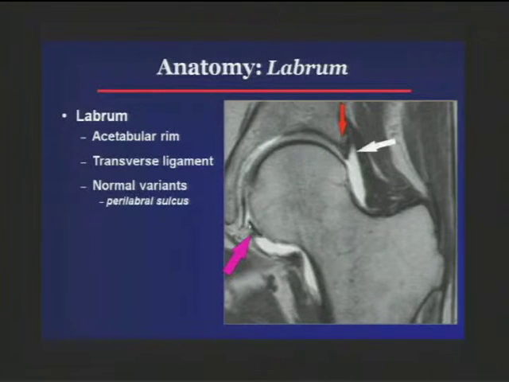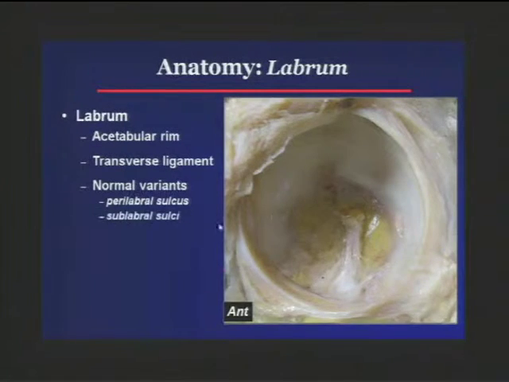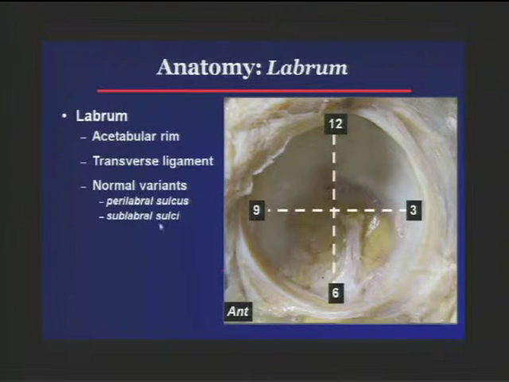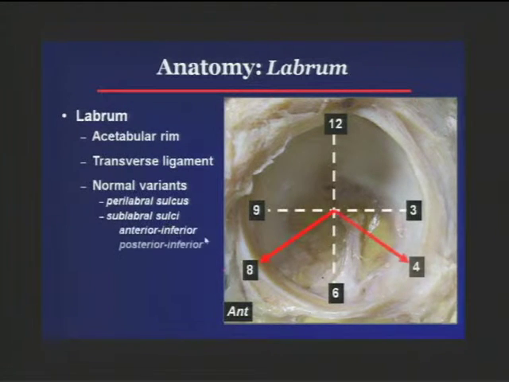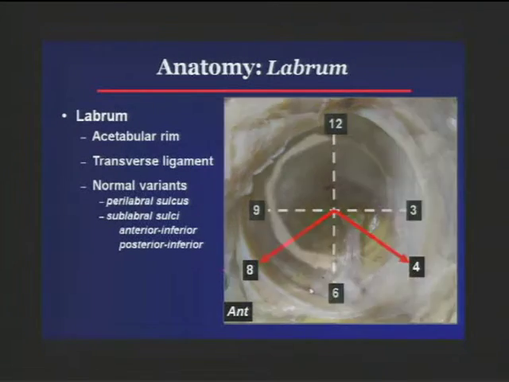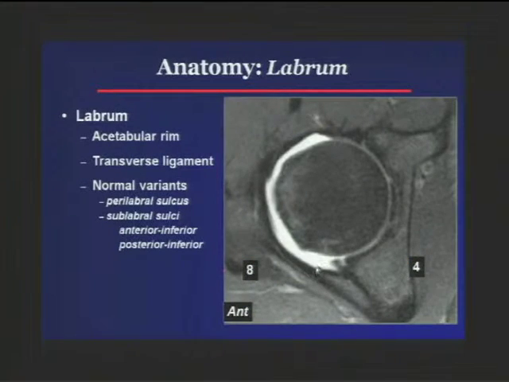Now there are some normal variants. One is the perilabral sulcus, where you just see fluid going up on the outside of the labrum. They've also described, and this has been very controversial, some sublabral sulci that are supposed to occur in the lower part of the labrum at the 4 and 8 o'clock positions. And so this was a case where, when we look at this, you can see in the lower part of the acetabulum these little sulci, anterior and posterior.